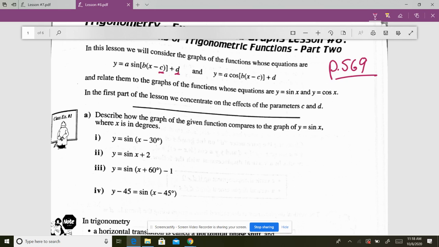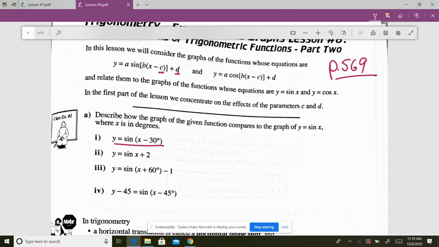In trig, they call them phase shifts because you're changing how the graph looks over an infinite amount. Basically, you're just shifting it left or right, and the phase looks a little different. But if you say horizontal translation, I'm fine. I'm going to write left, right, up, down. That's what I'm going to write here.